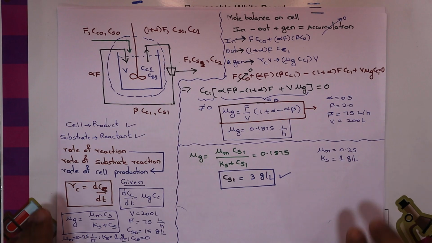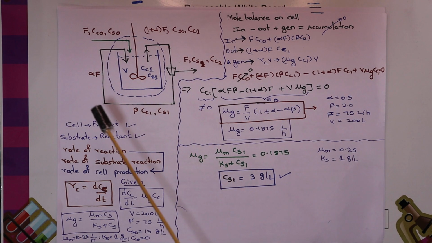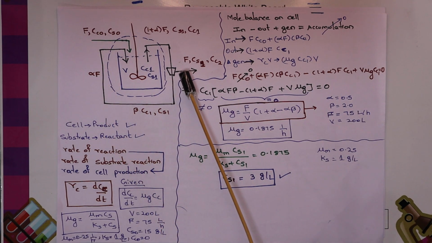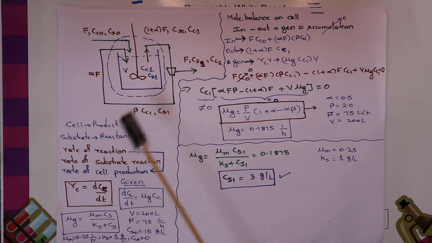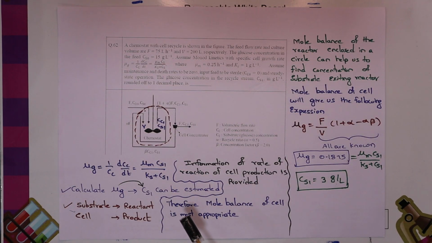This is a bit of an elaborated version, and you can see it is the same picture. F is the feed stream, and because it is a recycle stream, how much is recycled is also provided. F is the volumetric flow rate of the feed coming into the reactor, and alpha is the recycle ratio. That means how much of F coming out of the reactor is recycled back. Alpha is the recycle ratio.